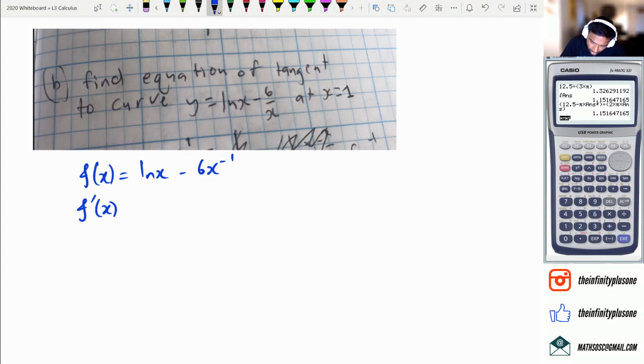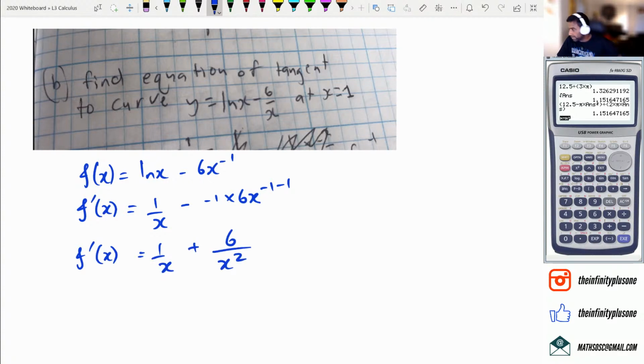I'm going to differentiate this, which means I've got 1 over x, negative times -1 times 6x to the power of -1 minus 1, which means f dash of x is equal to 1 over x plus 6 over x squared. Yep, that's correct, Darisha.